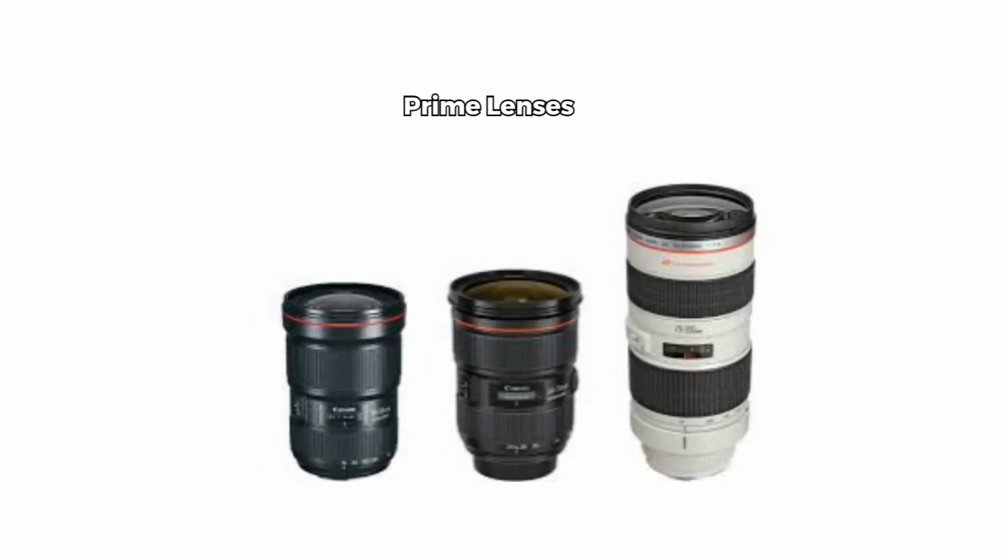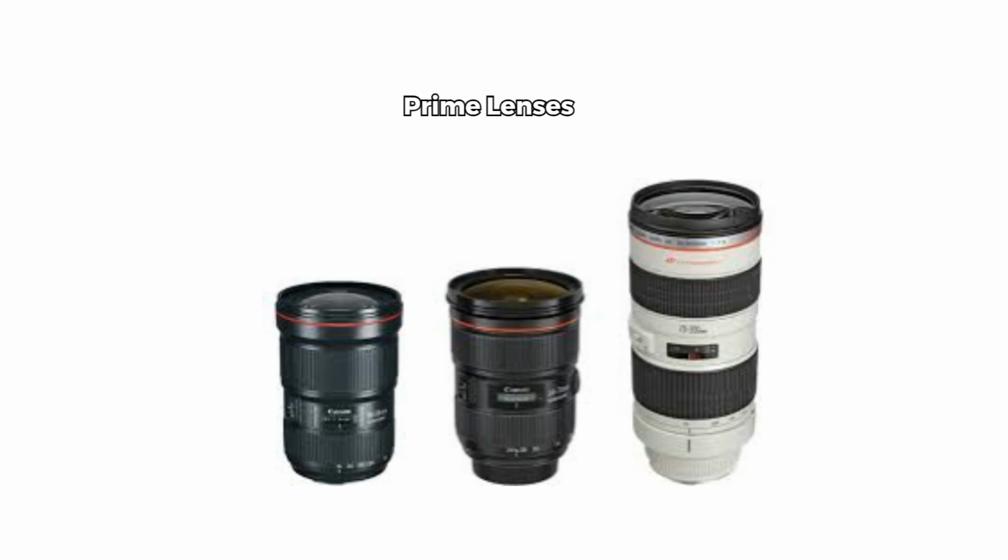Lens types. Prime lenses, fixed focal length lenses that offer excellent image quality, often with wider apertures. Zoom lenses, variable focal lengths, providing flexibility for capturing subjects at different distances.